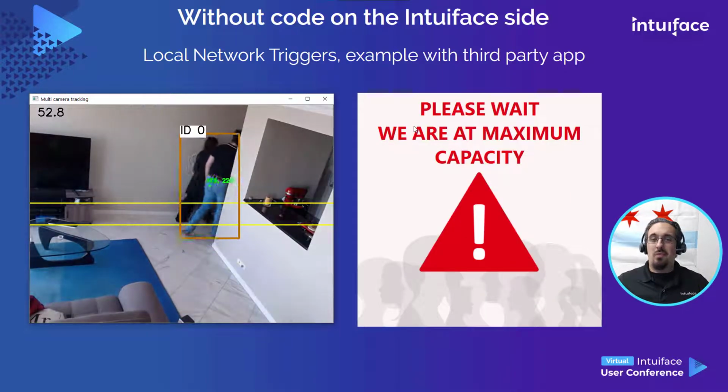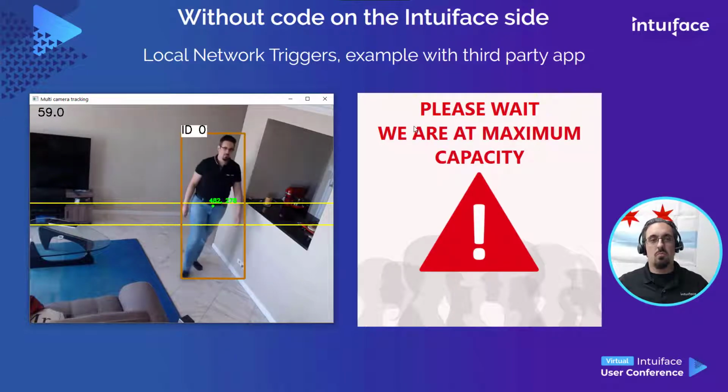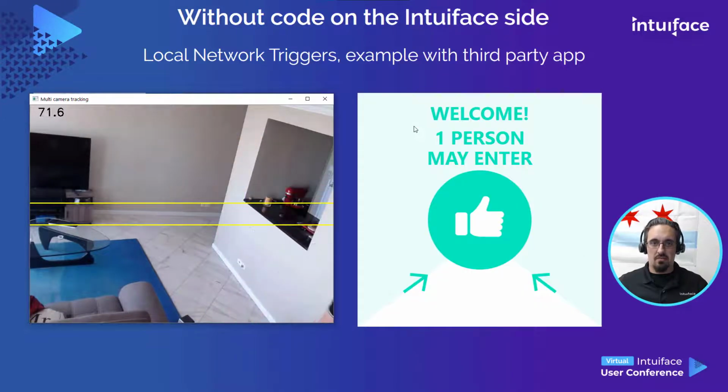Now we have 2 people. We are at capacity. Please stop. If someone else was coming in front of the store, we would be displaying this red sign. Someone is getting out. We go back to 1 available.